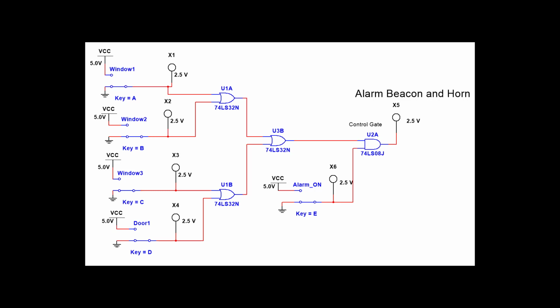So let's break window 1 and turn on our alarm. And we're going to get an alarm. So let's fix window A, and let's break window B, and let's break window C, and let's break door 1, and let's break a combination of all of them. And let's turn the alarm off to show that it actually works. So here we have a working circuit of a nice home alarm.